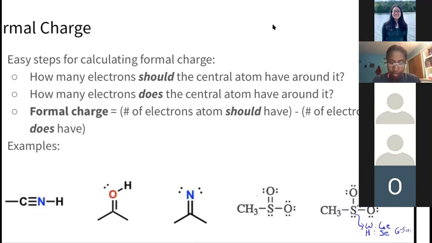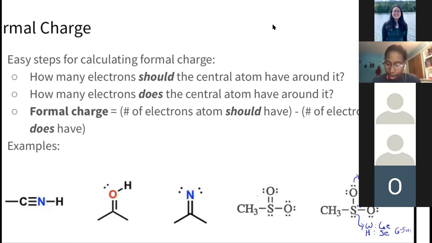Next, we have 2 oxygens. So does anybody want to go ahead and say how many electrons the oxygens do have around them? Because we know that they both want to have 6 electrons, just like sulfur did. 7. Yep. Both of these oxygens have 7 electrons around them, and that's because we have our 3 lone pairs, 1, 2, 3, 4, 5, 6. And then we've got a bond between oxygen and sulfur, which gives oxygen 1 additional electron. So oxygen has 7 electrons around it.